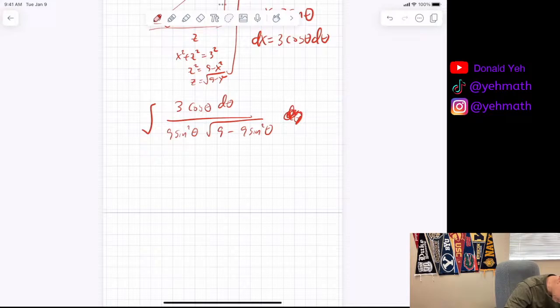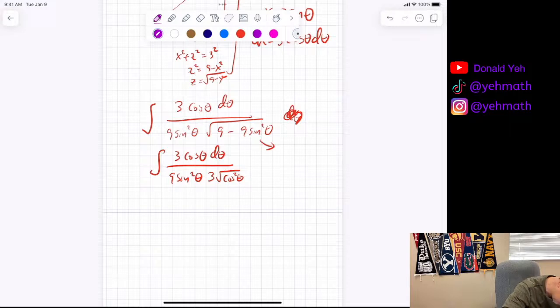So this one is going to be 3 cosine theta d theta over 9 sine squared theta. And this one is going to be 3 times cosine squared theta. Almost. So this cancels out with this one, right? You got it? 1 over 9.